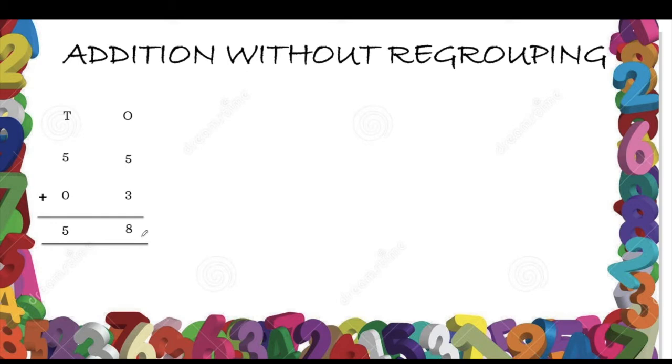Let us do another sum. Again we have tens place and ones place. In ones place we have 3 and 4. In tens place we have 1 and 6. While adding, what symbol should we put? You should put the plus symbol.